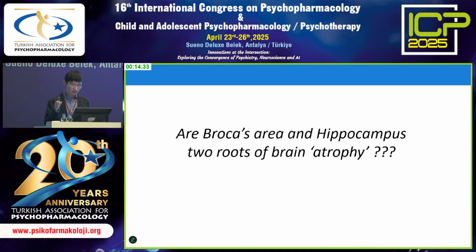So we modeled the two trajectories of brain atrophy and found there are two sources in the brain: Broca's area and the hippocampus. But we all know the SuStaIn trajectories are not from longitudinal data. They are estimated from cross-sectional data. So we want to see if Broca's area and the hippocampus are actually the two sources of brain atrophy. So we provide some evidence.